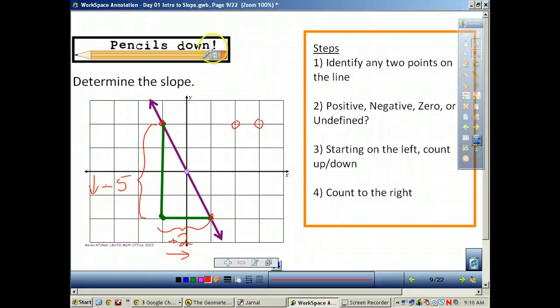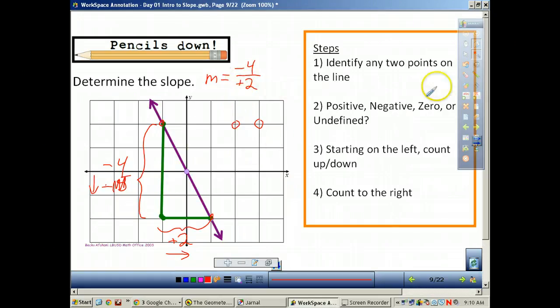So down is left. Isn't that 4? I don't know. So this is 5. Is it 5 or 4? Okay, so negative 4 then. So we have slope is negative 4 over positive 2.